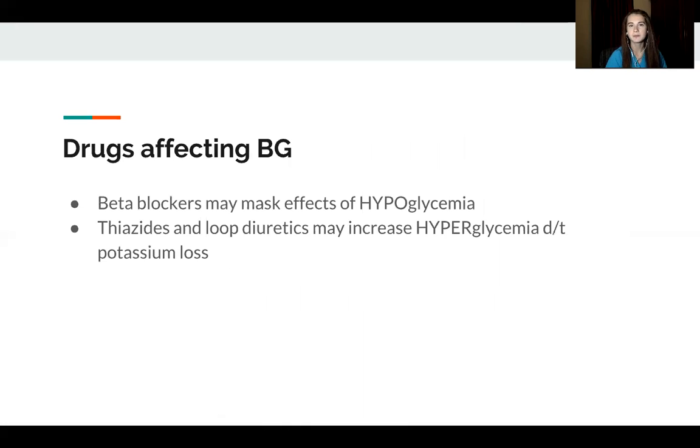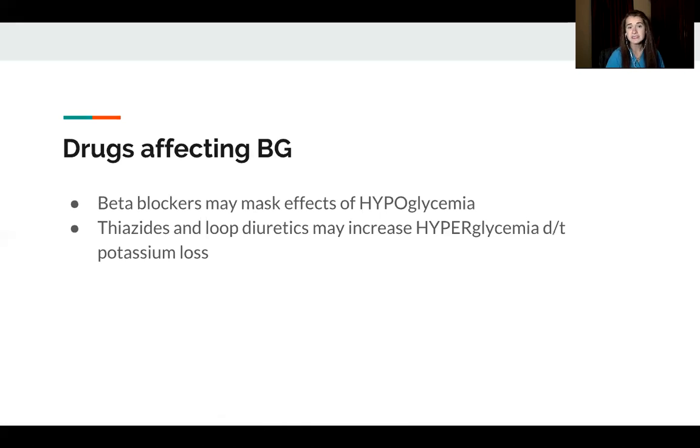Other drugs that affect blood sugar, which people may not realize, beta blockers to lower the heart rate can actually mask the effects of hypoglycemia. So they may not have their symptoms that you're used to. So you may need to check your blood sugars more frequently.